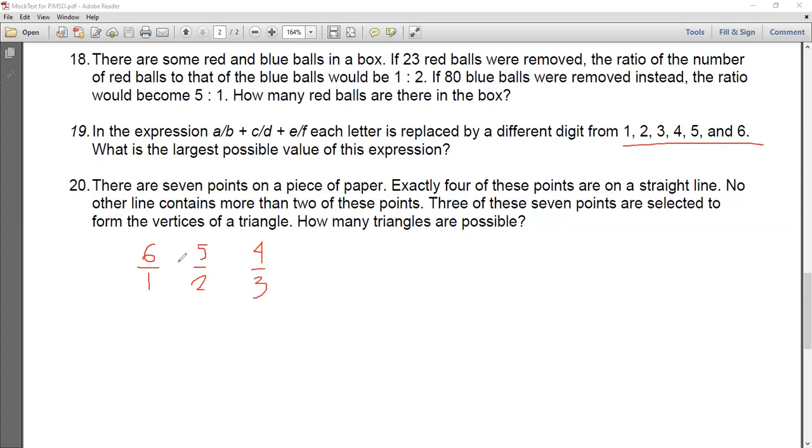And then you will just simply add those three numbers. So 6 plus 5 over 2 plus 4 over 3. So the answer now is 59 over 6, or 9 and 5 over 6.